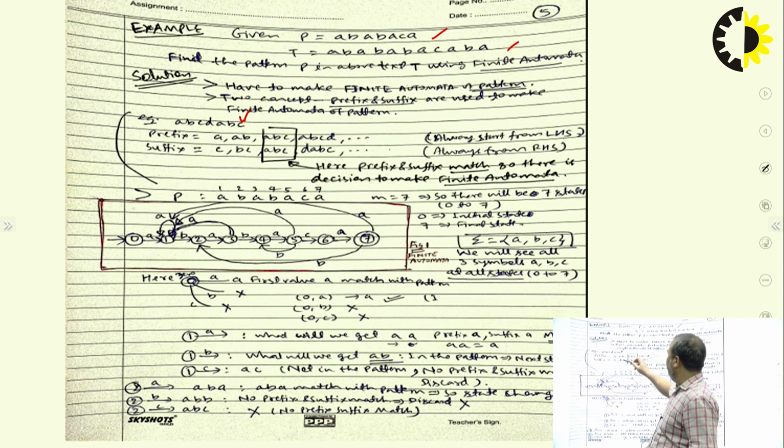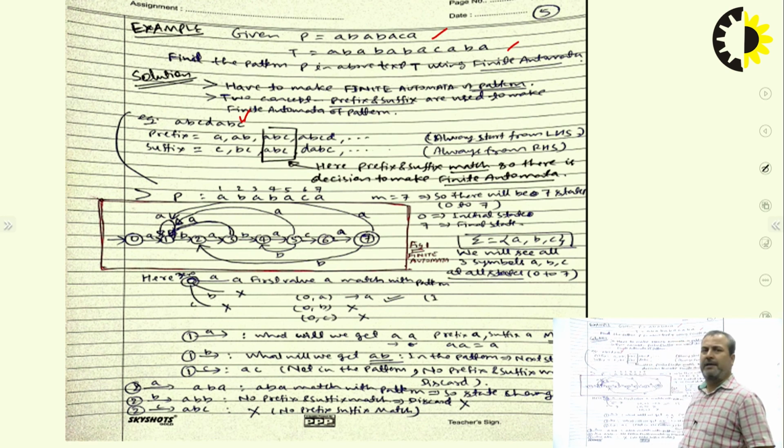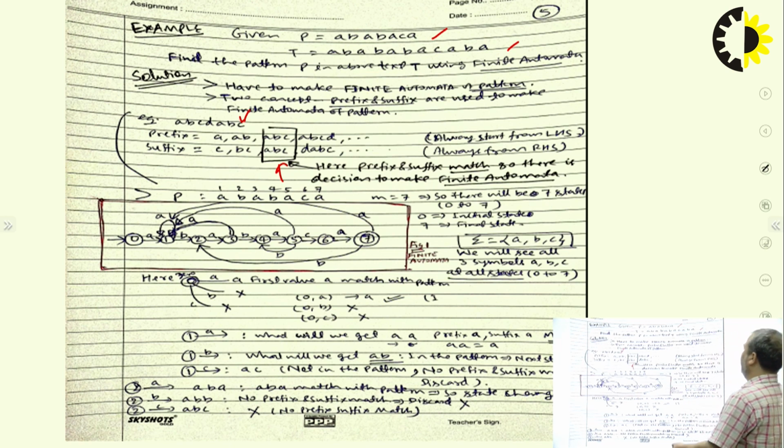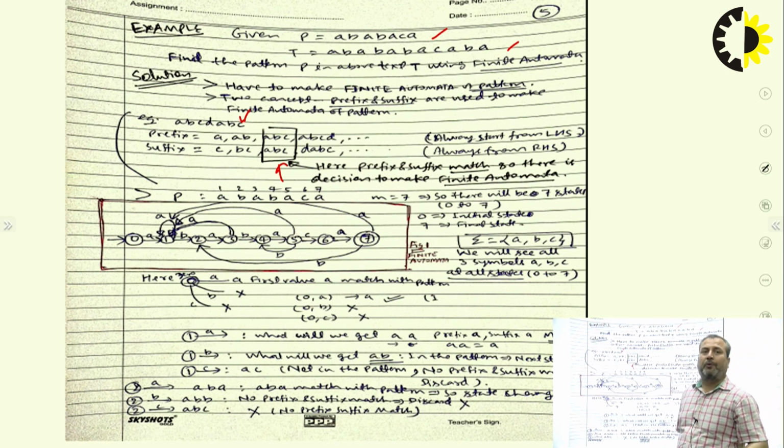So if there is a prefix ABC and a suffix ABC, then the prefix and suffix both match. This point could be the decision point. So prefix and suffix match, and that is the decision to make the finite automata. The first step is to identify how the prefix and suffix are going to match, and for that we make the finite automata.